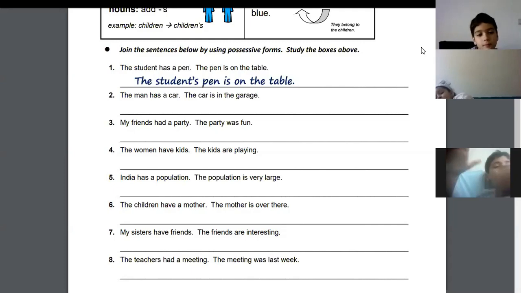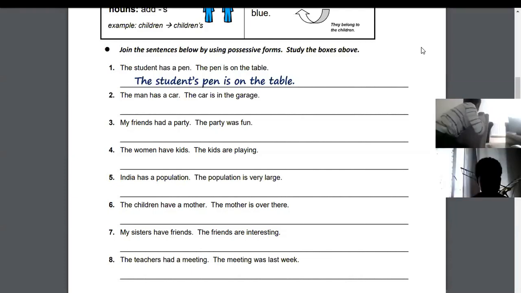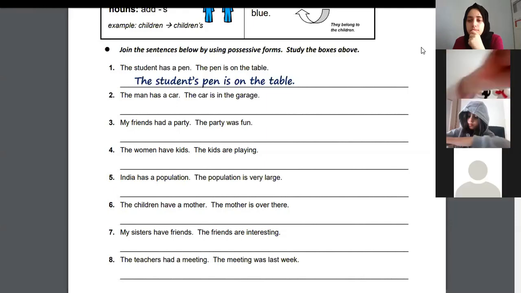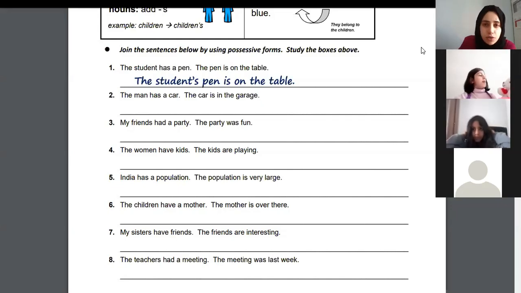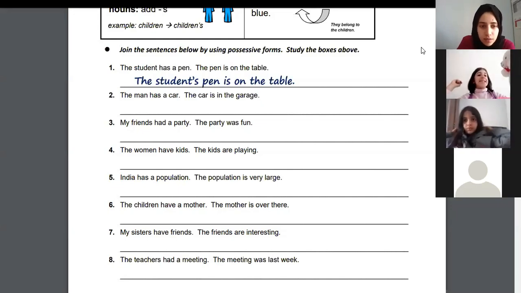So who do the friends belong to? My sisters have friends. So the friends are for who? For the sisters, right? Look, sisters is the noun, and because there's an S at the end of it, that means it's a group, it's plural. So the friends belong to the sisters.